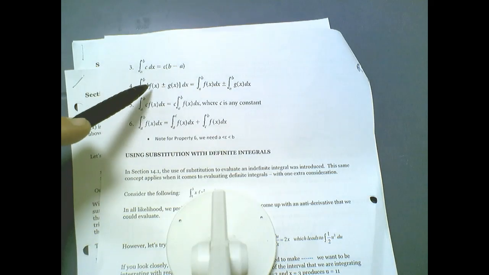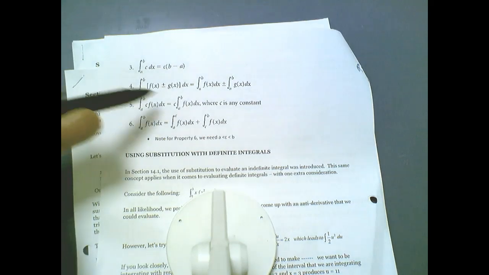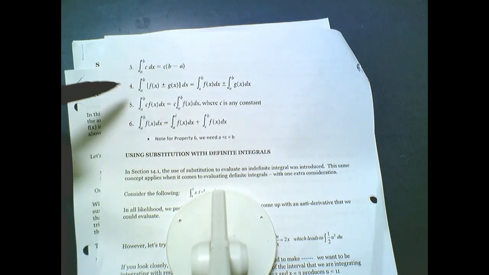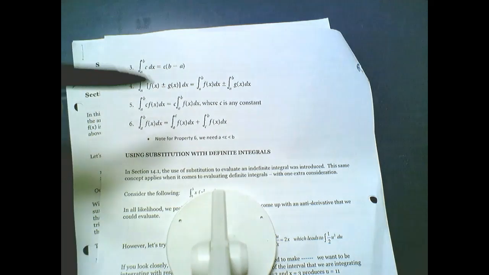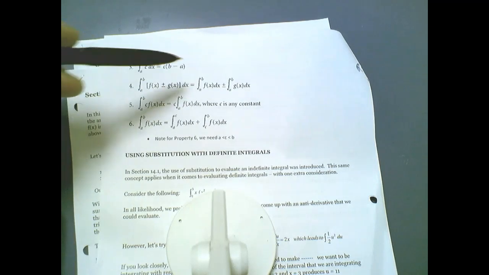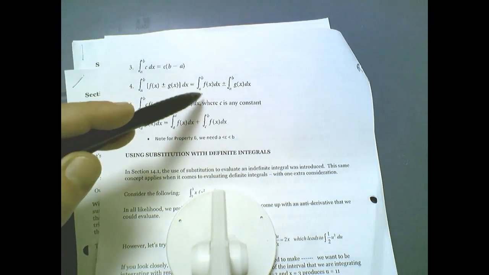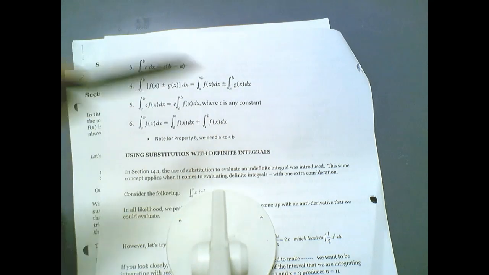If you're taking the integral of a function that can be comprised of two different pieces, for instance, the integral of x squared plus x, the integral of x minus 6, so on and so forth, those definite integrals can be broken up into the sum or difference of two definite integrals: the integral of f of x plus or minus the integral of g of x.